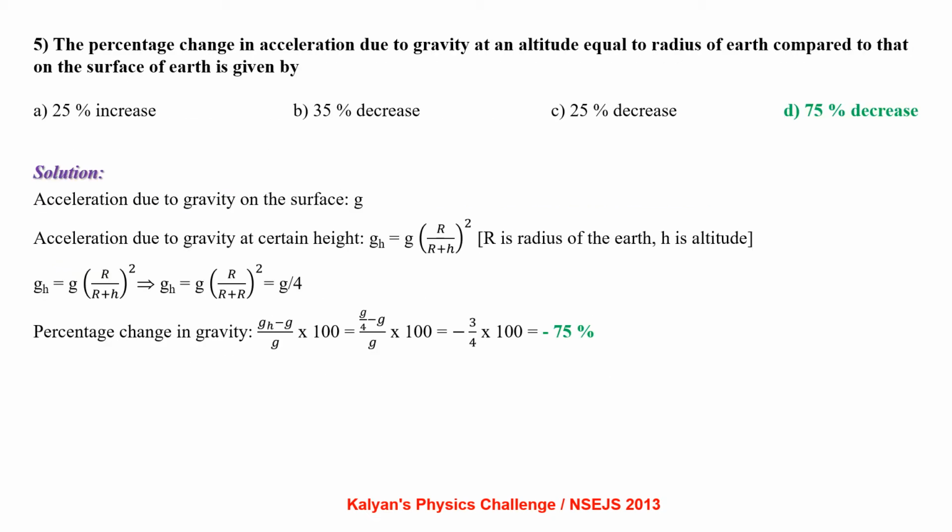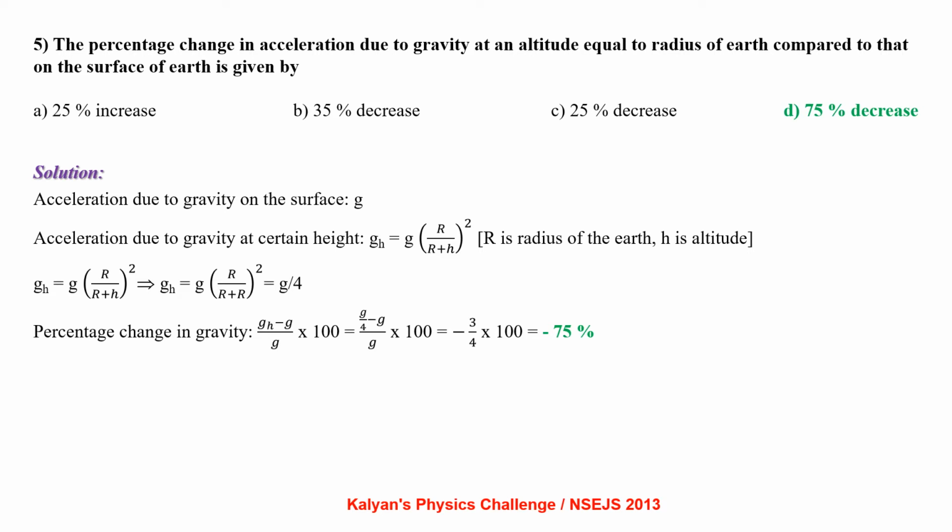The percentage change in acceleration due to gravity at an altitude equal to the radius of the earth compared to that on the surface of the earth is given by. Let the acceleration due to gravity on the surface be g. Acceleration due to gravity at a height h is given by gh equal to g times R by R plus h whole square, where R is radius of the earth, h is altitude.